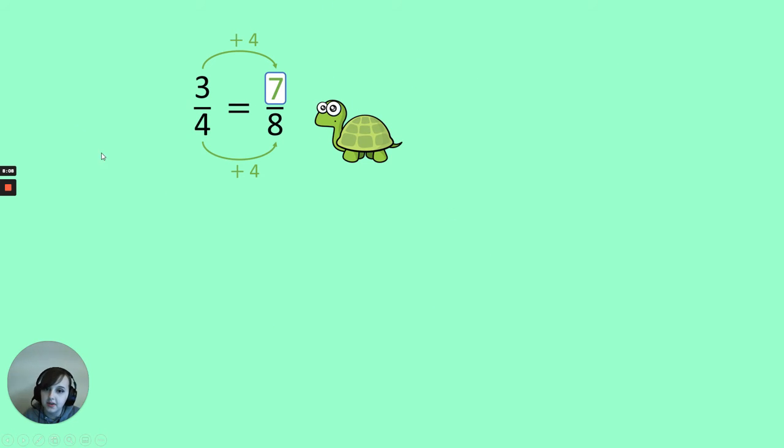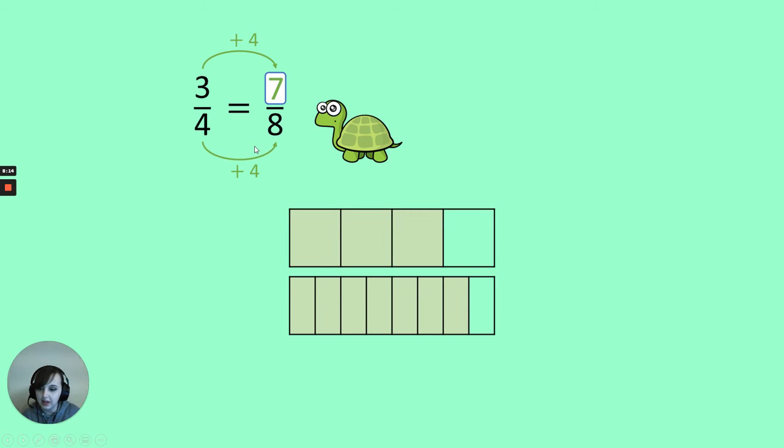So here's Tiny Terry's answer again. He thinks we do the same on the top as we do on the bottom, and we have to add 4. But let's look at the fractions. Here are 3/4, and here are 7/8. Are they the same? Hopefully you can see that they aren't. So Tiny Terry has definitely got this wrong. But how has he got it wrong? We can see that actually 3/4 is the same as 6/8, not 7/8.